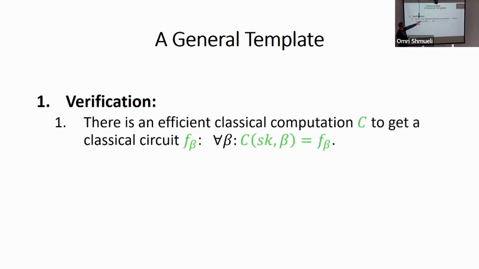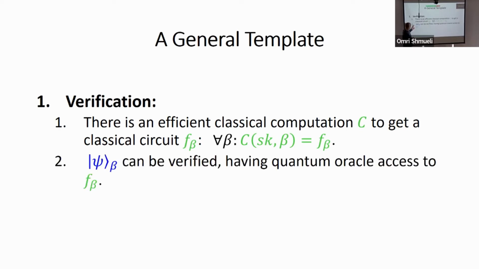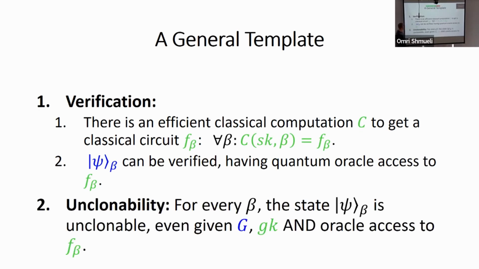Nothing special said yet. So here comes the interesting part. We need these properties. One, verification. There is an efficient computation that gets this secret key, and for every serial number, it computes some secret classical circuit, F beta. Two, this sampled state can be verified quantumly, given only quantum oracle access to this classical function F beta. So this is in terms of verification. In terms of security or unclonability, we would like that for every beta, the sampled state is going to be unclonable, even given this information: knowing G, knowing the generation key, and also having oracle access to F beta.